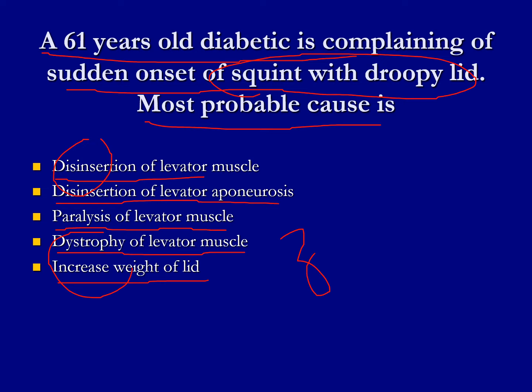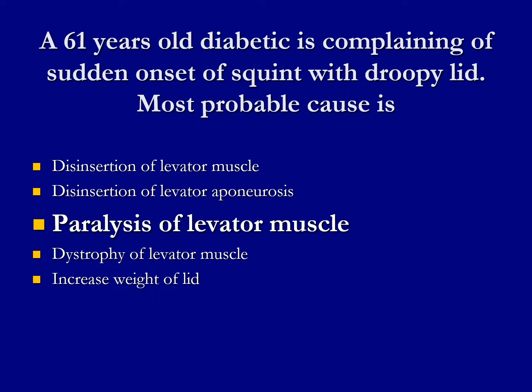It's the third nerve paralysis which causes the muscles of the eye to paralyze, which causes squint, and also because it supplies the levator, it causes droopiness. So it would be the paralysis of the levator muscle. Let's see the answer. Paralysis of the levator muscle, and it is neurogenic ptosis.